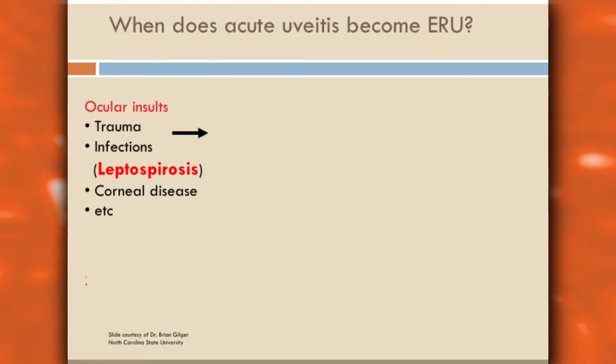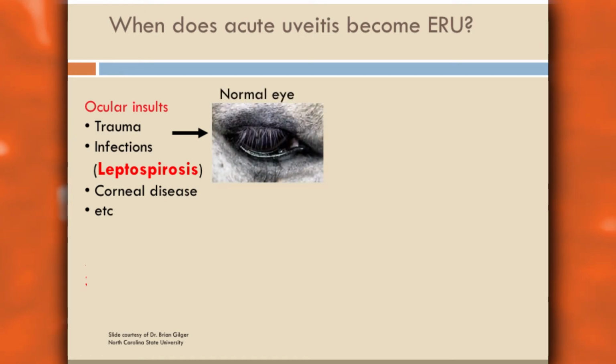So when does acute uveitis become ERU? Well, there's a variety of things that can insult the eye. Horses are continuously inventing new ways to do that. They can have trauma. Bad corneal disease will always incite some uveitis. Not ERU, but it will incite some inflammation in the central tunic there. And infections. And of that, leptospirosis is the number one.